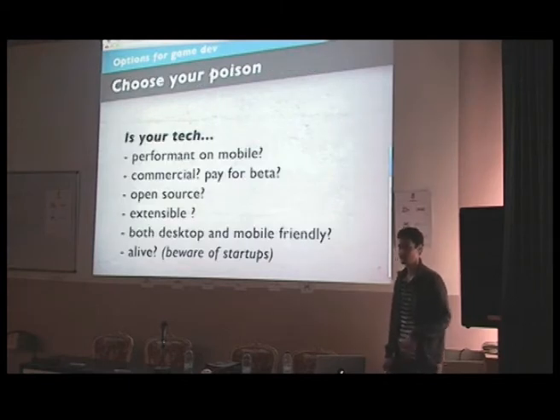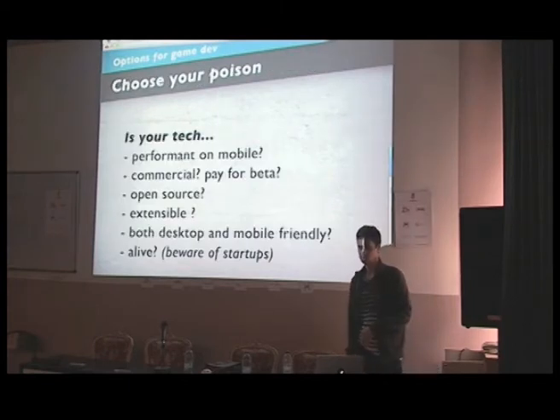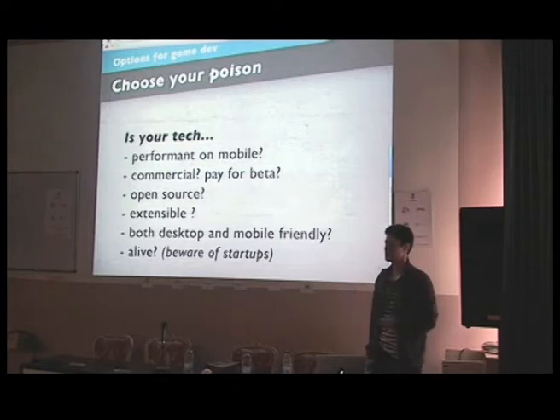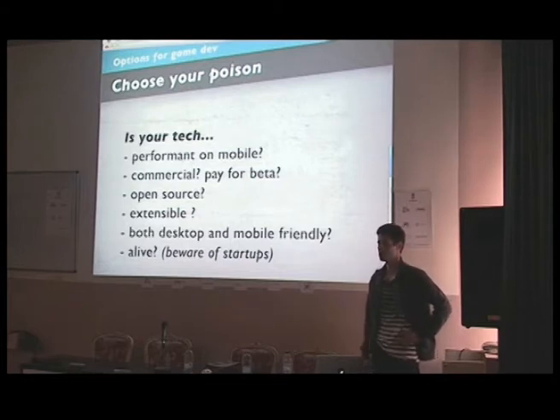So now, let's say you're going to choose your technology. I made you a little checklist for your choice. Is it performant on mobile? Is it commercial? Do you pay for betas, like Corona? Is it open source, extensible with your code? Does it work also on desktop? It might still be a reasonable choice to have something that runs also on desktop.